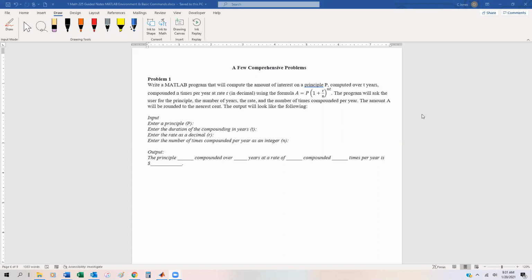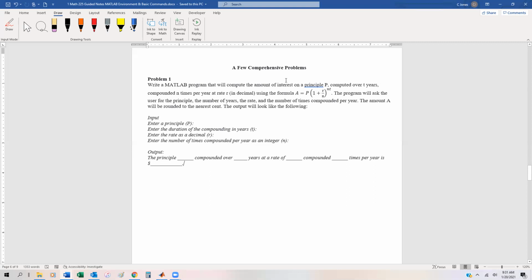One of which is this old formula that you probably remember from Algebra 2. If you have a principal P over t years, compounded n times per year at a rate of r, we use this formula, and that finds the amount that's going to be in the bank. And what we're going to do is round everything to 2 decimal places because we're using money. That just makes most sense. And we're going to ask for everything, and in one line, we're going to have our output.